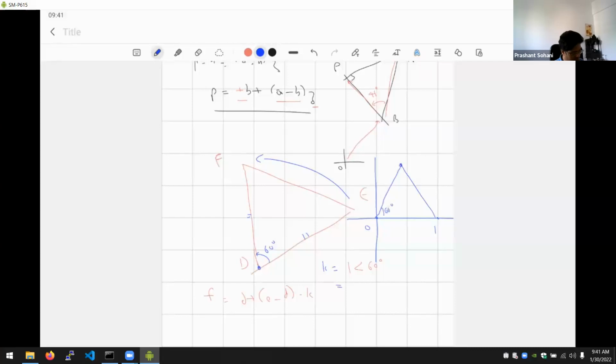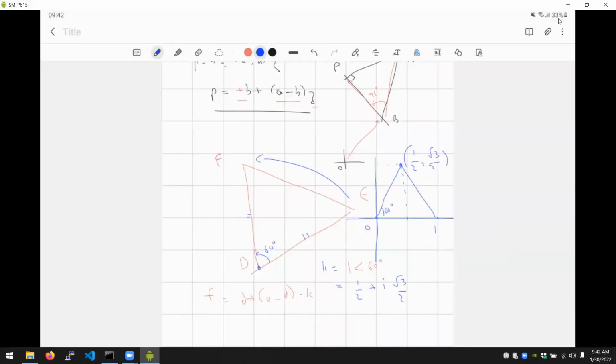Okay, so what are the coordinates of this point? It will be half comma root 3 by 2, correct? So K can also be written as half plus I times root 3 by 2. Okay, are you following this? Yes, sir. Okay, the more you use this in problems, the more comfortable you will get with this. If anybody is not able to follow the details, let me know.